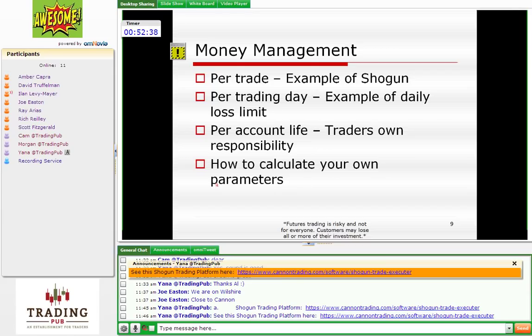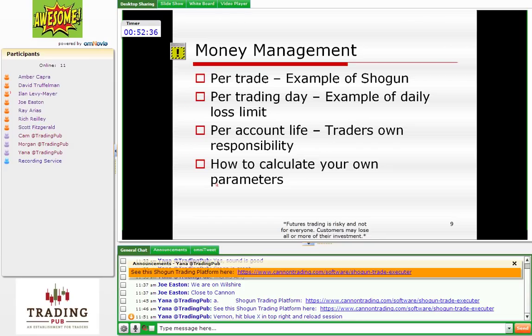Now let's take it to the next level. And I think this is a key ingredient of this presentation. One should have a daily money management, a daily loss limit, or what I call a stop on your trading day when you lose a certain amount of money. Okay? Take it another step forward.